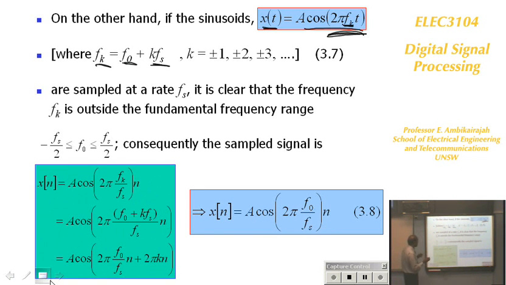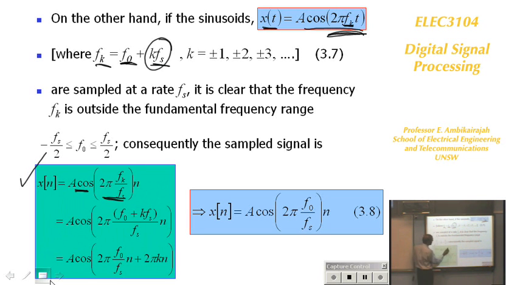Just have a look at this one. x(n) equal to a cos 2 pi f_k over fs. This should be f naught normally. Instead of f naught, it's a multiple of the sampling frequency added to that value. My fundamental region is minus pi to plus pi, but I've got a frequency here which is f naught plus k fs. And you will find that the signal can also be reflected inside.